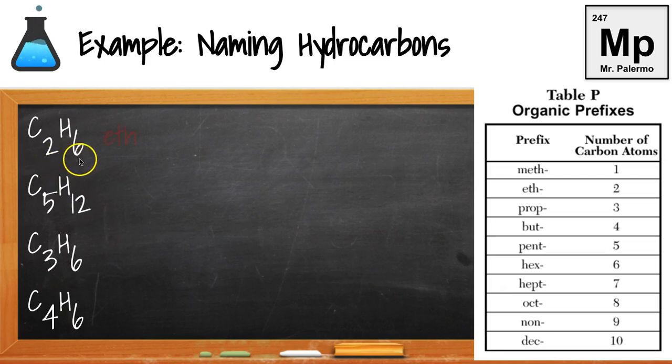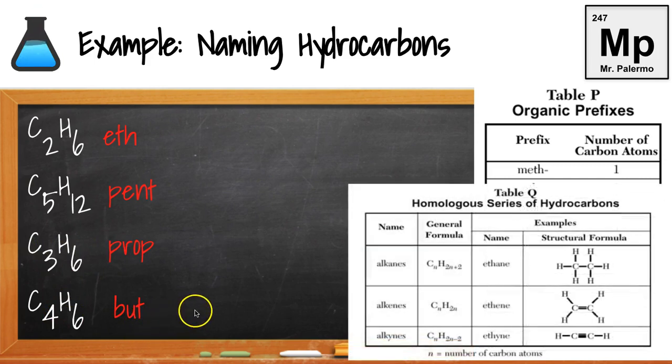C2H6. So using table P, we're going to get our prefixes. So 2 is eth, 5 is pent, 3 is prop, and 4 is but. And now, using our trick here, we look at the example and ask, what is more than double the number of carbons? So 2 times 2 is 4. Since this has more than double the amount of hydrogens associated with these 2 carbons, it can't be the alkene series, it must be the alkane series, because that general formula is more than double the amount of hydrogens. So this is going to be an alkane, and so the ending is ANE.